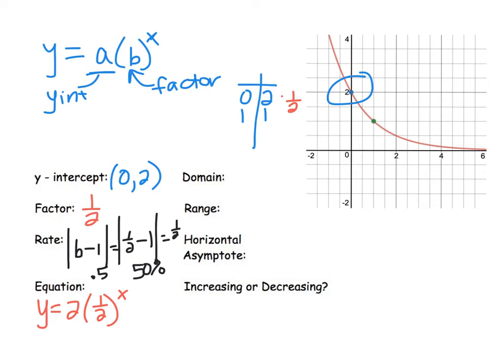And then for my domain. Domain is always the same in exponential functions. It's all real numbers. Even though my graph doesn't show the arrows on the ends, it continues forever. So my domain is all real numbers.